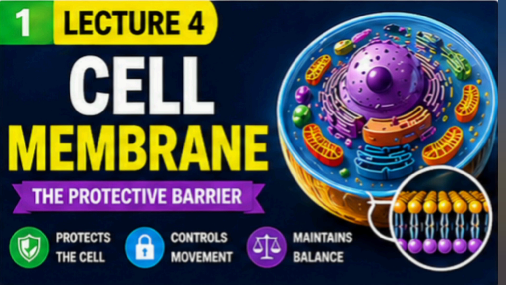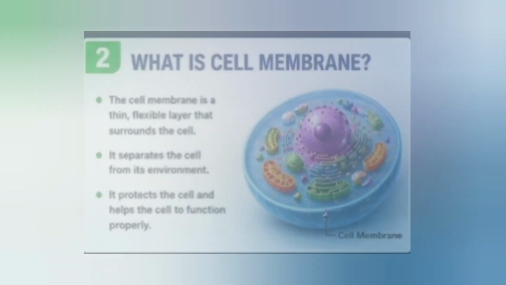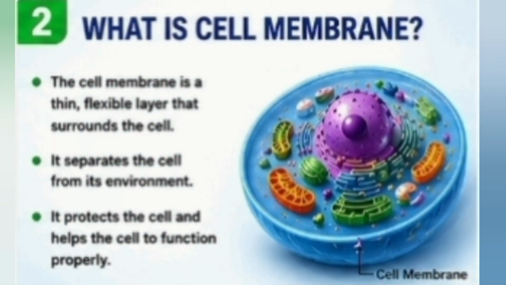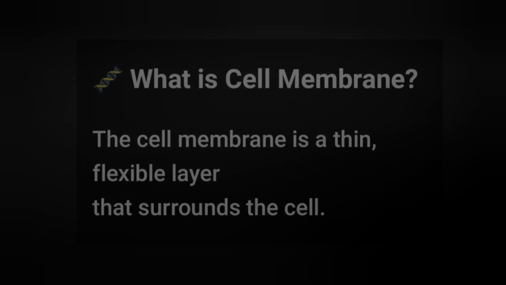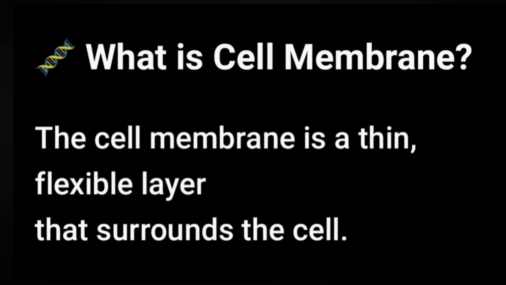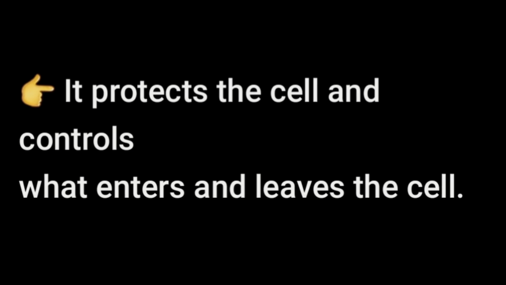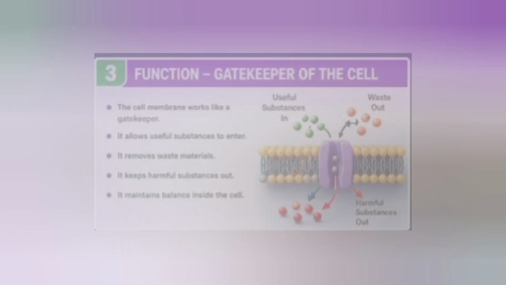Today we will learn about the cell membrane, which is the outer covering of the cell. What is the cell membrane? The cell membrane is a thin flexible layer that surrounds the cell. It protects the cell and controls what enters and leaves the cell.